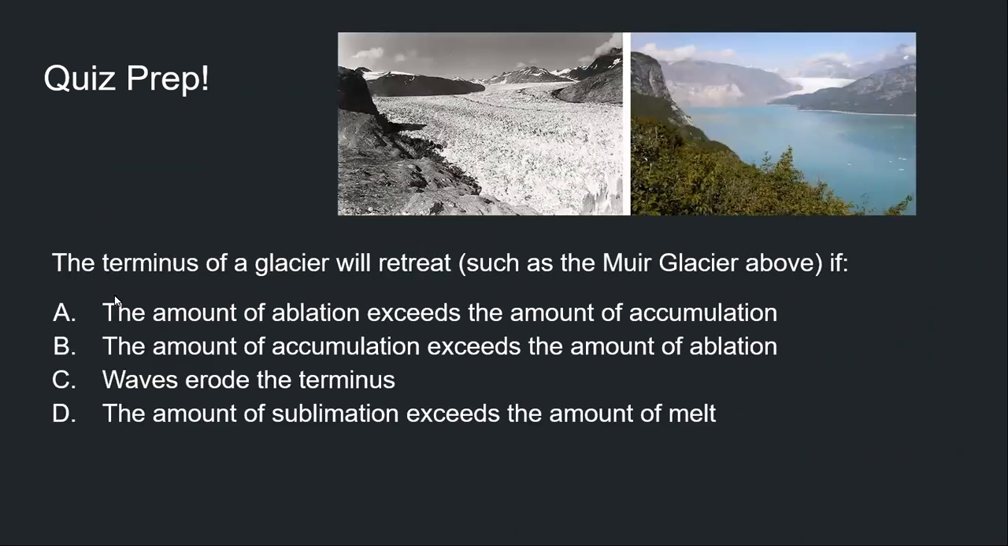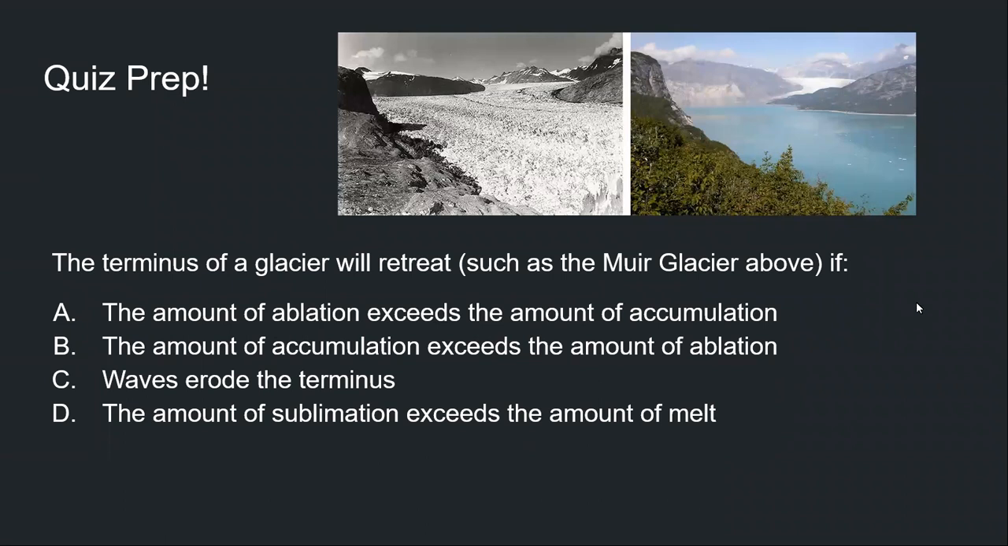Another quiz. This glacier here, that's the Muir Glacier, Glacier Bay National Park. The terminus of this glacier will retreat, as the Muir Glacier did, if the amount of ablation exceeds the amount of accumulation, or the amount of accumulation exceeds the amount of ablation, waves erode the terminus, or the amount of sublimation exceeds the amount of melt. Here, the right answer is answer A. The amount of ablation exceeds the amount of accumulation.